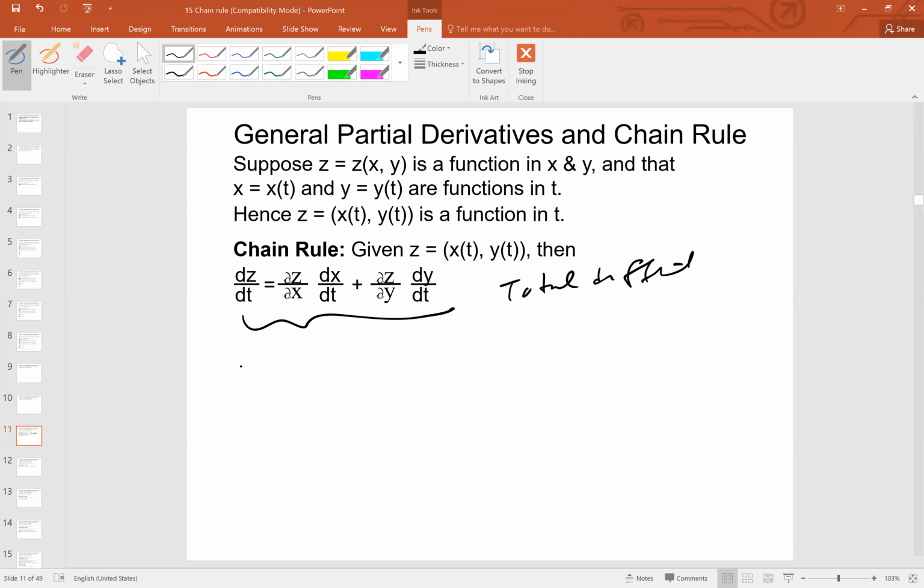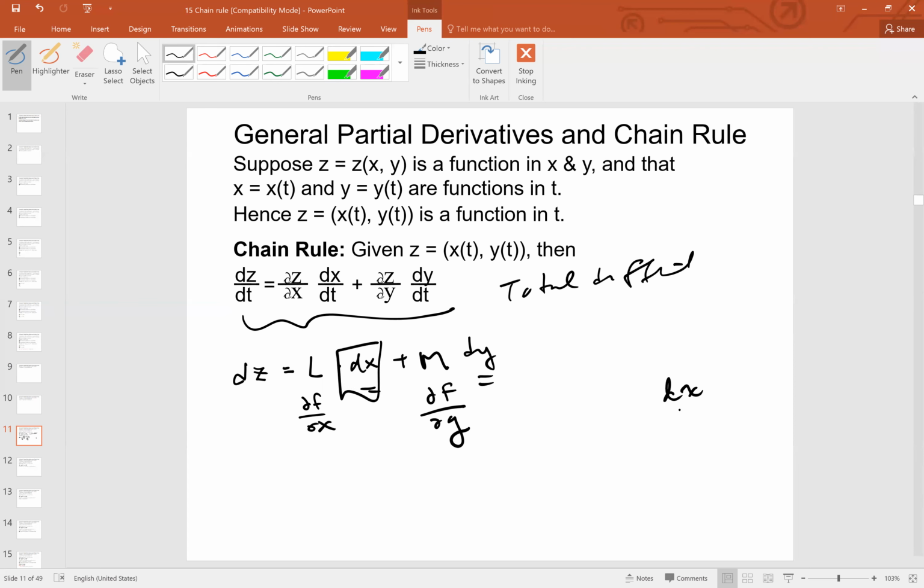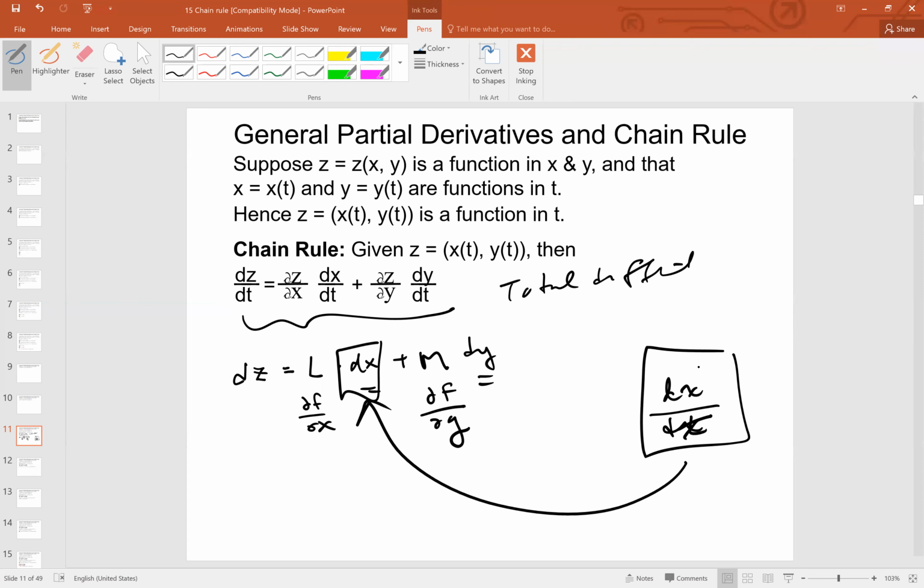Remember, we have the total differential of z, equal to partial f partial x times dx plus partial f partial y times dy, the gradient dotted with the differential dx, dy. But if the differentials themselves are in terms of t, then this is replaced by dx/dt and dy/dt, as in change in terms of t.